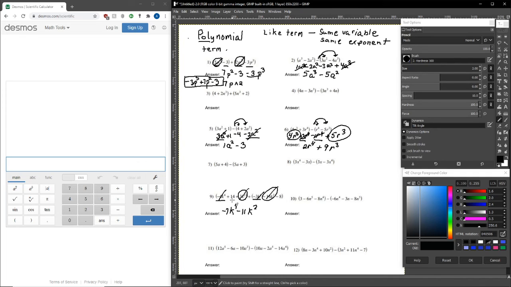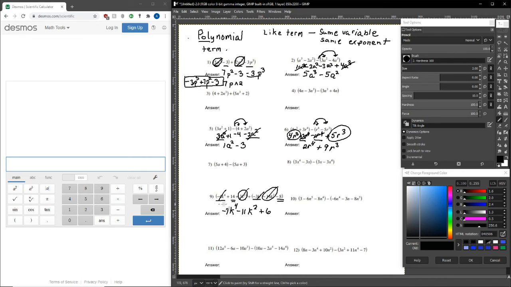And the last thing I have going right here is a 14 and a negative 8. Those are just plain old numbers, and plain old numbers can always add together. They always make like terms. So 14 take away 8 is just 6. So that's going to be plus 6. And that one is done.